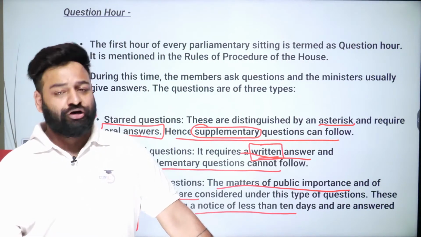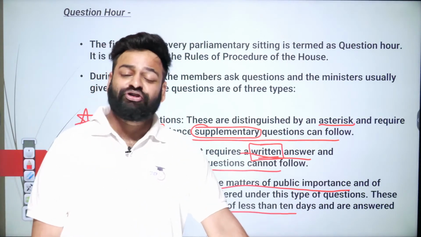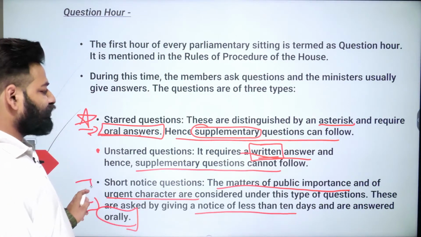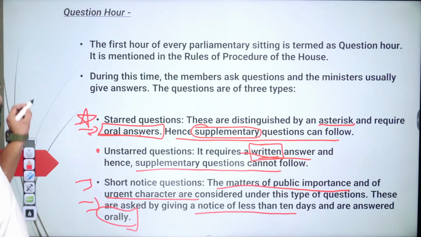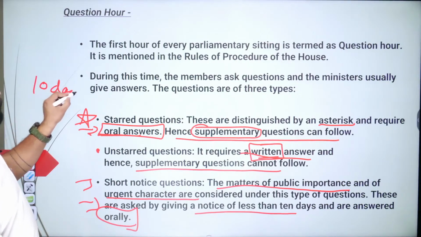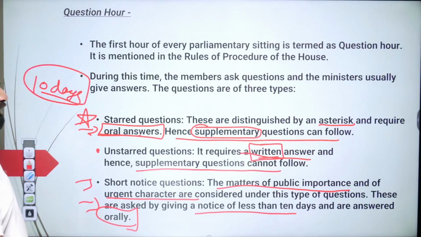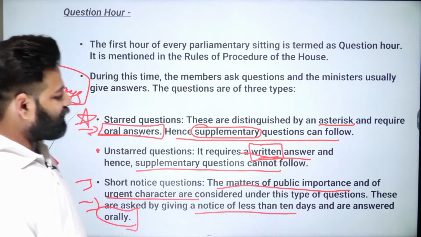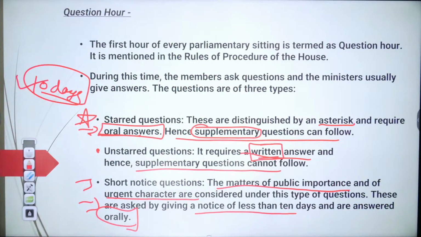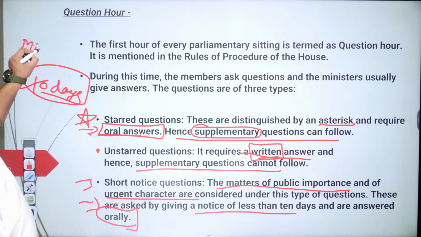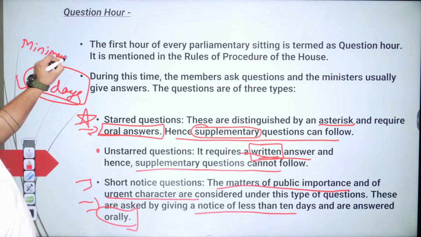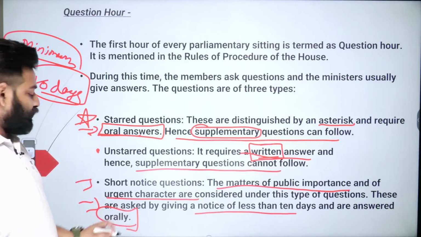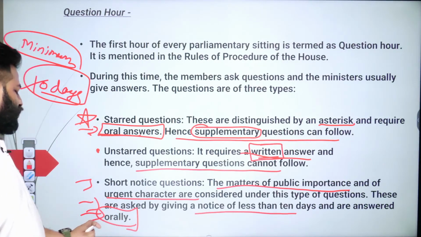And then comes the short notice. Short notice question is in how much notice? It is of 10 days. Short notice questions are of urgent public matter, the importance of an urgent public issue. The notice is to be given of at least a minimum of 10 days. So this is the short notice, and short notice questions are to be answered orally as well.